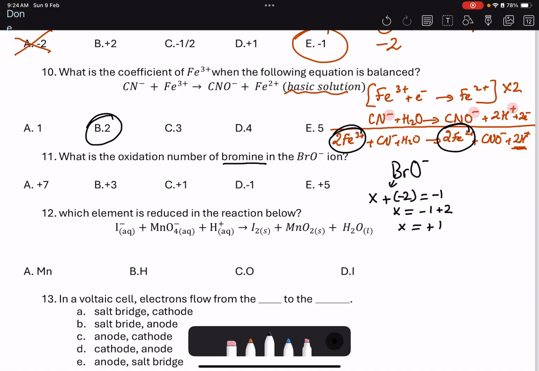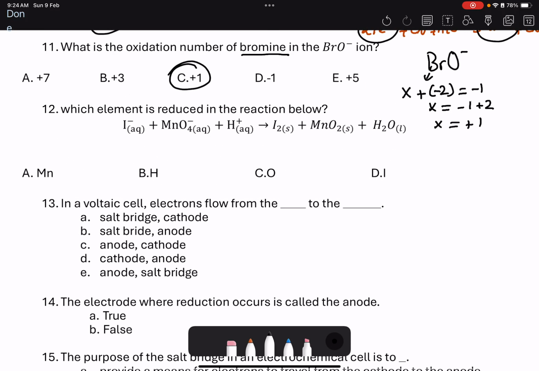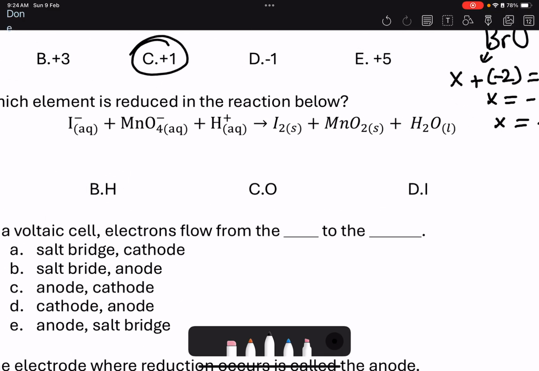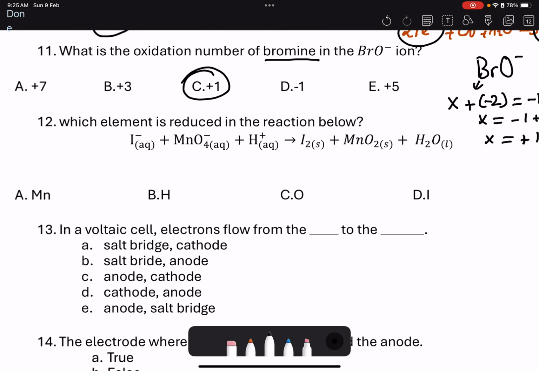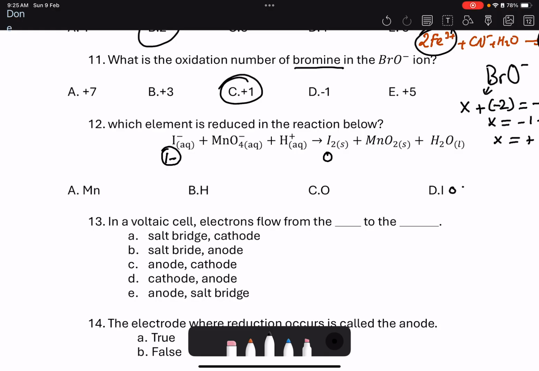It is C. So be careful with this question, the answer key is wrong. It's C, not E. Now, which element is reduced in the equation below? Again, I just need to solve only one side of it and I can guess the rest. I charge was 1 minus and it increased to 0. So I minus got oxidized. Therefore, Mn is the one reduced. So the answer is A.